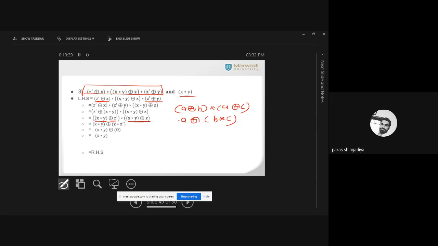A means the bracket x star y, B means z dash and C means z. Okay? So A ring sum B star C. A ring sum B star C. A means x star y, ring sum z star z dash. And what is z star z dash? That is equal to 0. So x star y ring sum 0 is equal to x star y. So that is the required form.